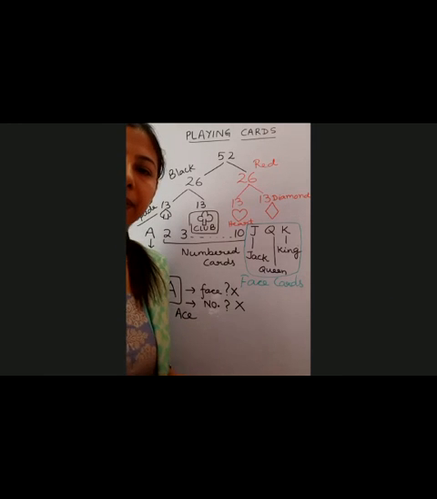Now, if you look at A, the first card, is there any face drawn on it? No, ma'am. Is there any number written on it? No, ma'am. Just like our number 1, which is unique, neither prime nor composite, this A is also unique. It is neither a face card nor a numbered card. We simply call it ace. Clear? Yes, ma'am. Are you with me? Yes, ma'am.